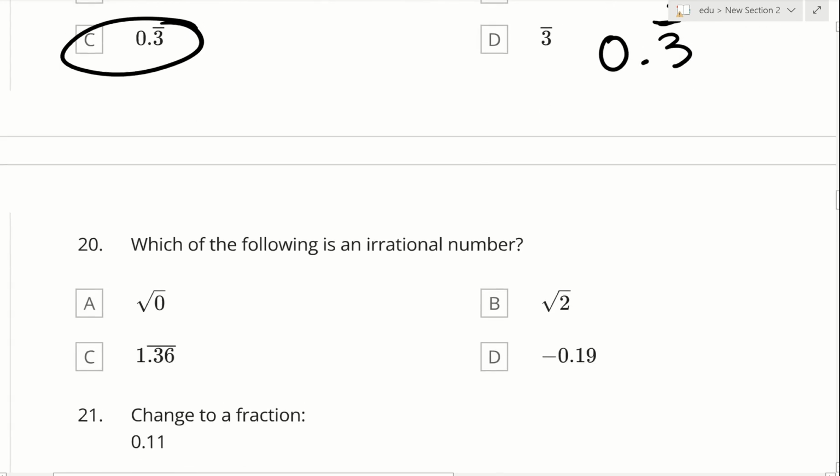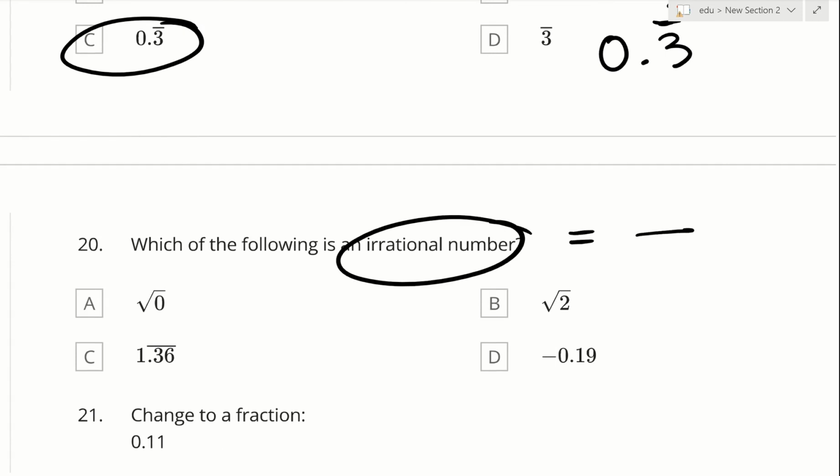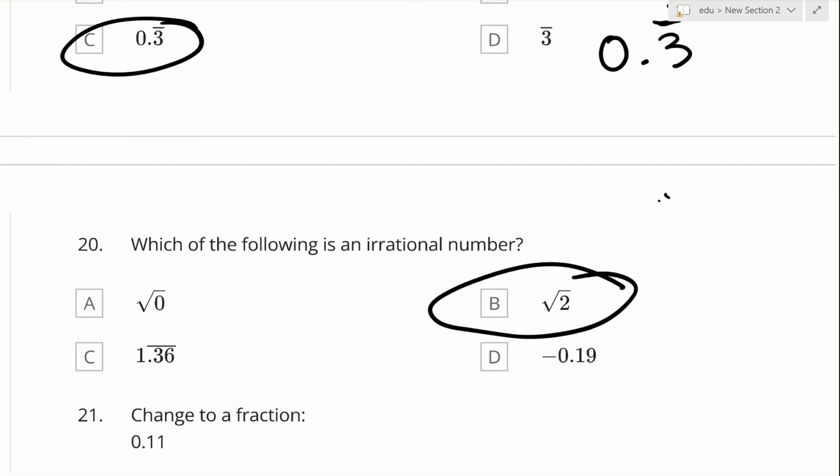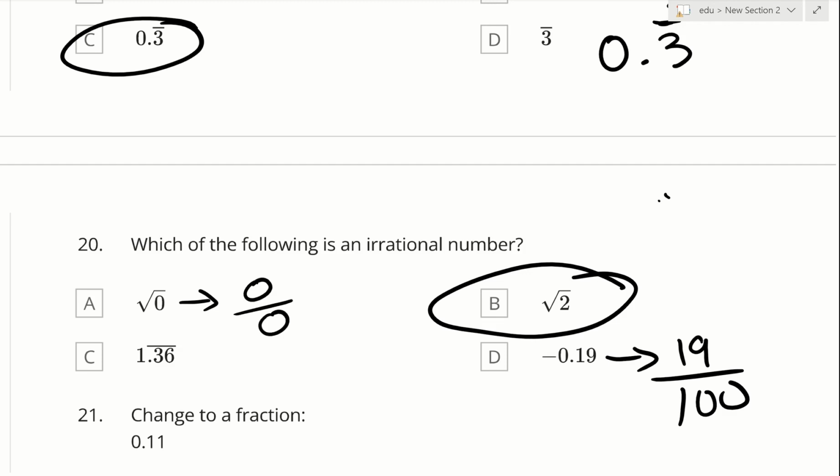So, which of the following is an irrational number? Irrational means that you cannot express the number as a fraction. So the answer would be this. This over here, 19, I can express it as a fraction like this. The square root of 0 is 0. I can express it as a fraction, 0 over 0.